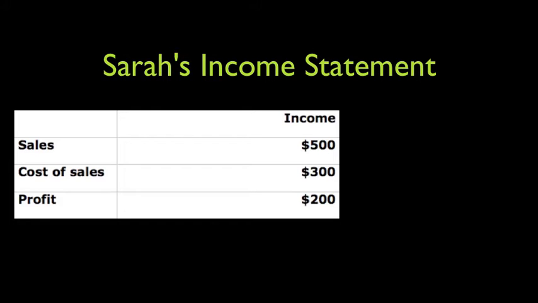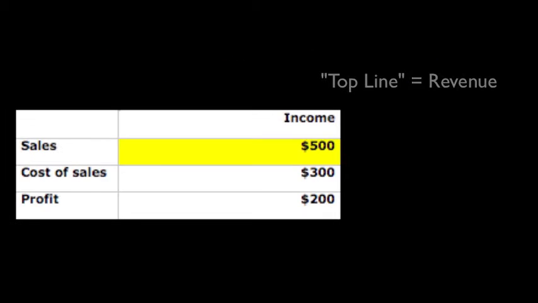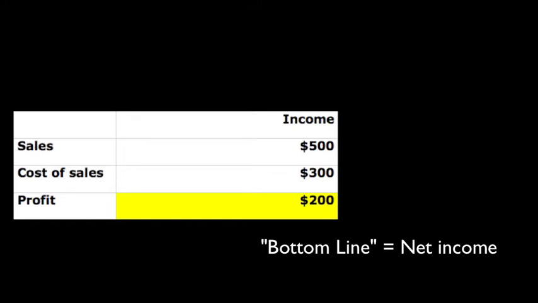We can see that the top line of the statement shows us how much money Sarah made in sales for the week. This top line is also known as Sarah's revenue. This week, Sarah made $500. However, after accounting for all of her expenses, we can see that Sarah is left with $200. This bottom line value is also known as her net income.